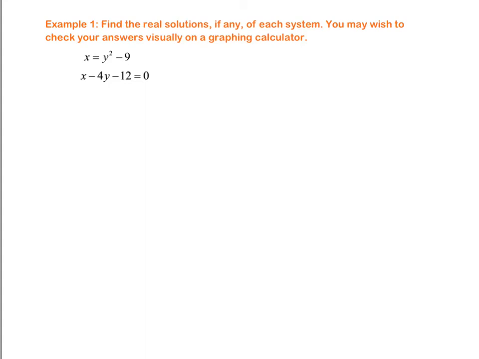For example, with that first equation, I see that y is being squared and x isn't. That would be a parabola. More specifically, it would be a parabola that is going to open to the right. And then I can see in the second equation, x is to the first degree, y is to the first degree. So that's just going to be a straight line. So what we're doing, conceptually, is figuring out where a parabola and a line are going to intersect.